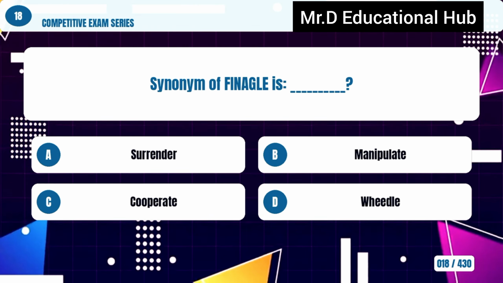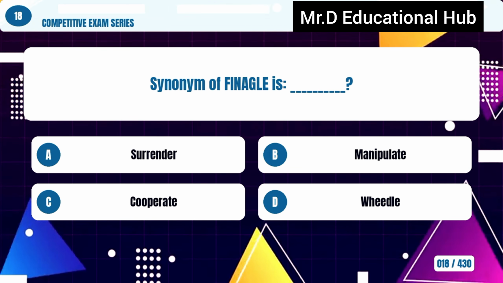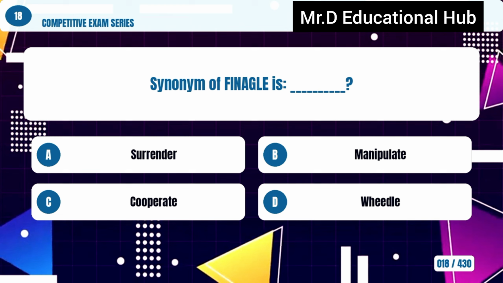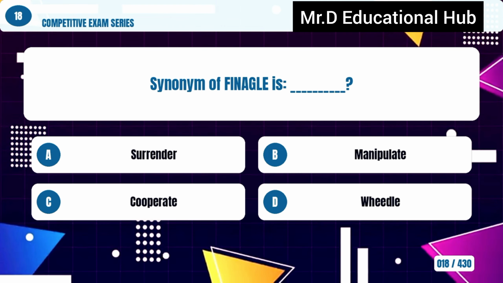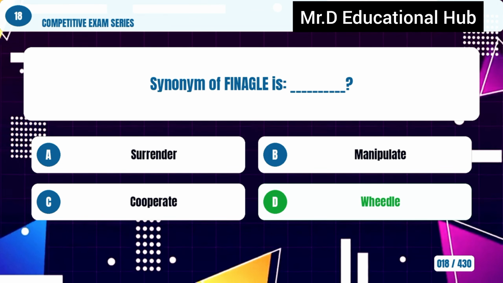Question: synonym of finagle is blank. Option A, surrender. Option B, manipulate. Option C, cooperate. Option D, wheedle. Correct answer is option D.